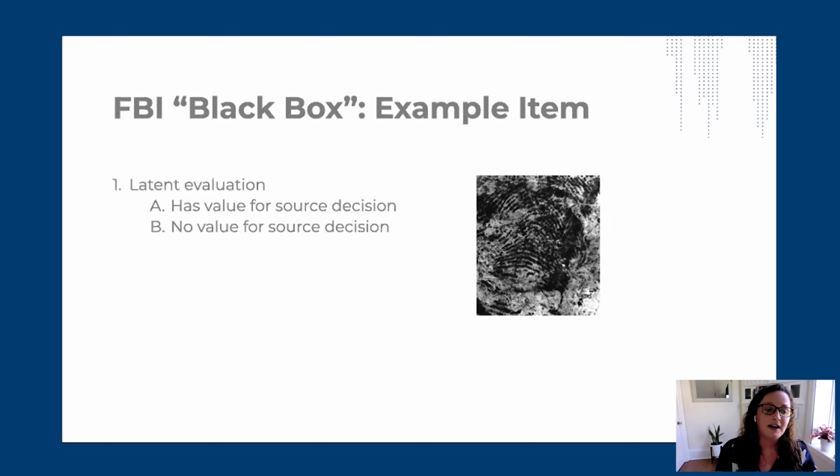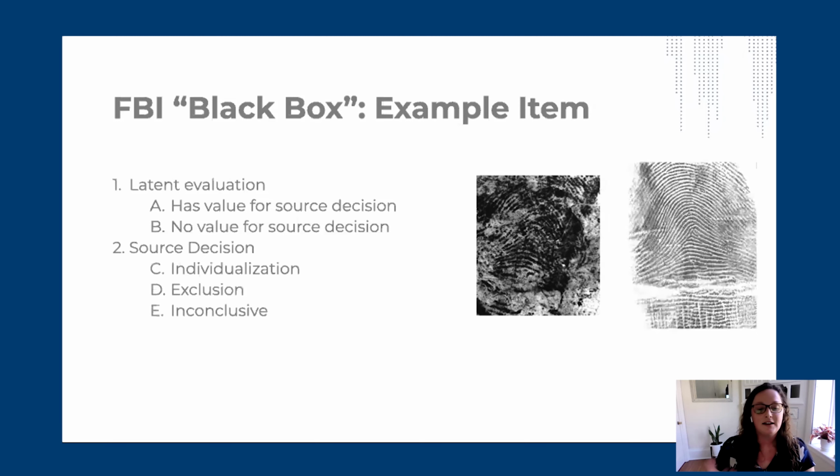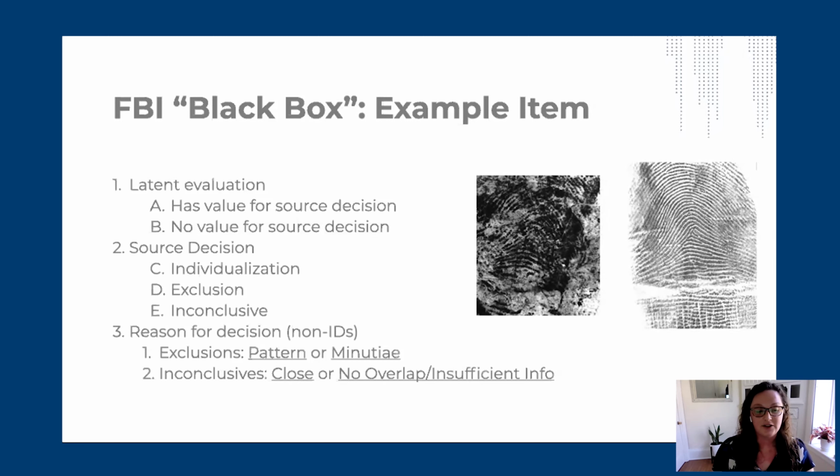If they said it did have value for a source decision, then they were shown the reference print alongside of it and asked to evaluate whether or not the prints came from the same source. And so here they could report an individualization, so the prints came from the same source, an exclusion, so prints came from different sources, or an inconclusive, and so that there isn't enough information either way to tell. And there's actually a ton of information in these responses, because in addition to these source decisions, we also have the reason for the decisions if they didn't make an individualization.